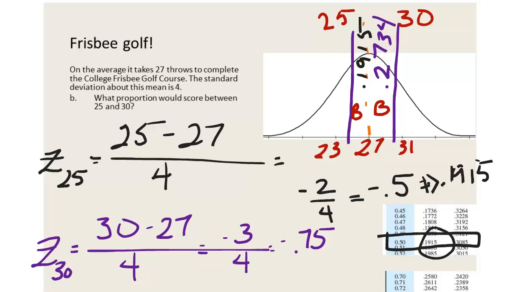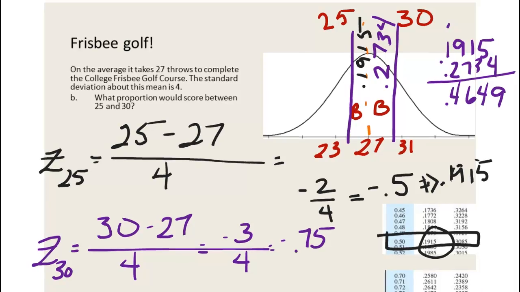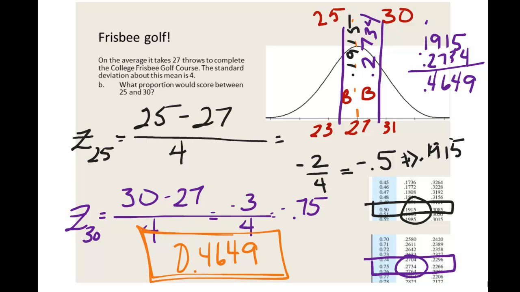And to find the total proportion between these two, I just need to add the little suckers up. And a little bit of mental math, 0.1915 plus 0.2734, and I get 9, 4, 6, carry the 1, 4, and that is 0.4649, or approximately just under half of all of the competitors would be expected to score between 25 and 30. Some of them below the mean and some of them above. Makes sense. Tall part of the curve, 46%, seems reasonable.